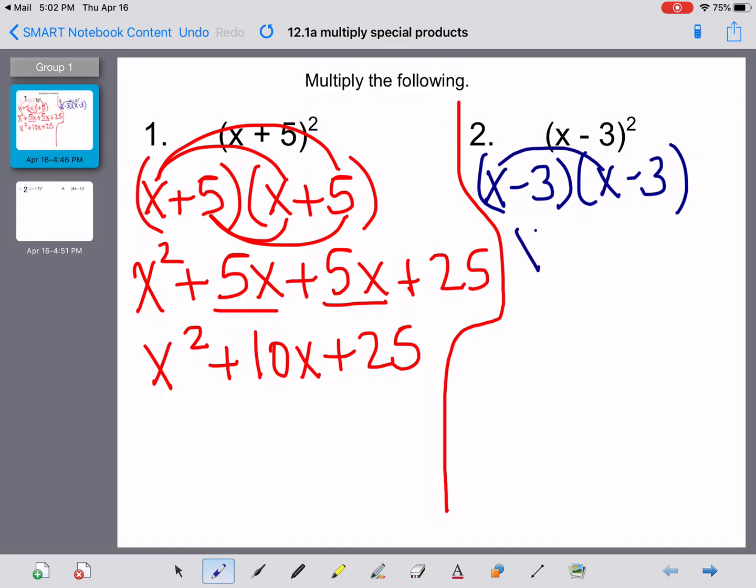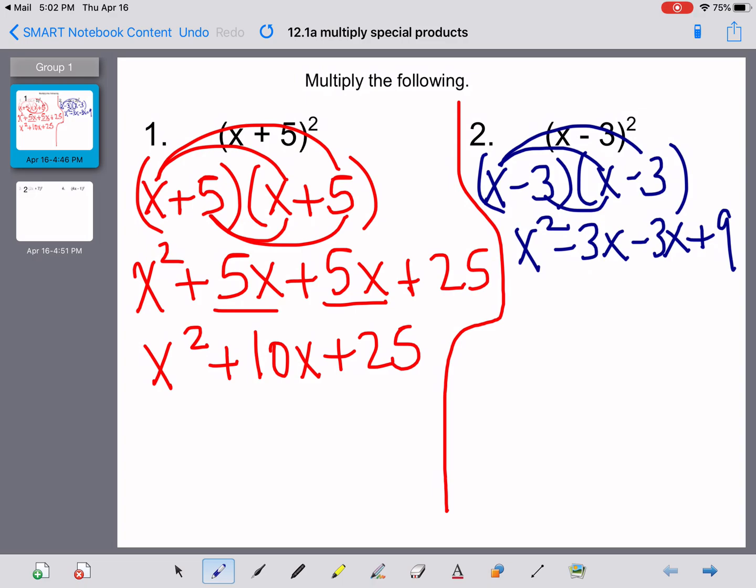X times x is x squared. X times negative 3, negative 3x. Negative 3 times x, negative 3x. And negative 3 times negative 3 is positive 9. And I talked about signs and then I didn't do very well.